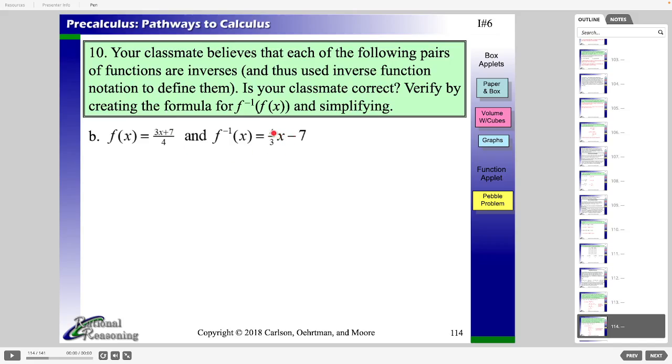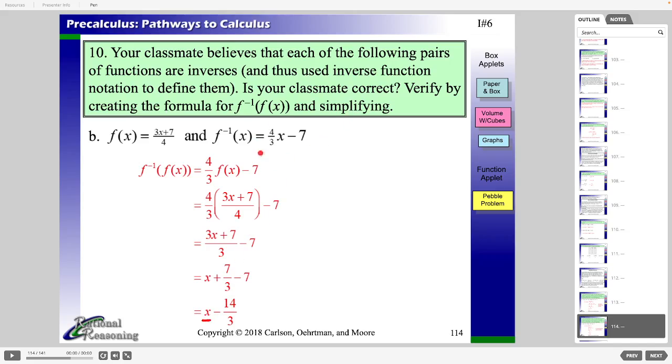Try it again. So I'm going to plug this one in for x, and this time I'm going to take the 4 and multiply by 3, and subtract the 7. Right, so the 4 cancels out, and you get 3x plus 7 over 3. It looked like it might be an inverse, but we didn't end up with just x. We got this little extra. We didn't end up where we started.